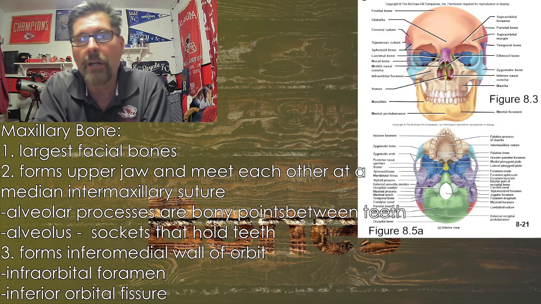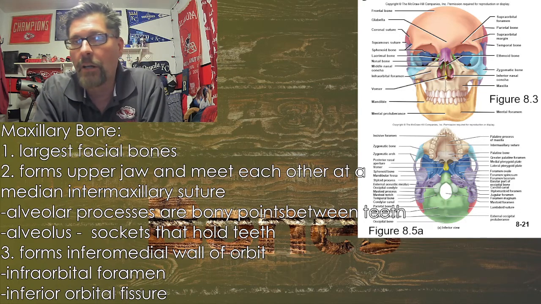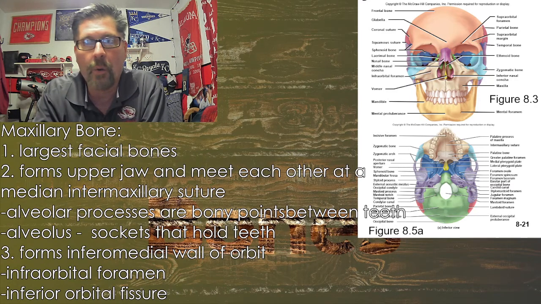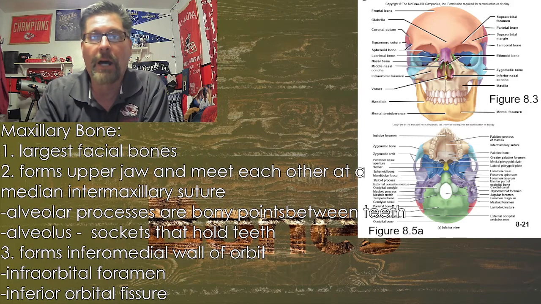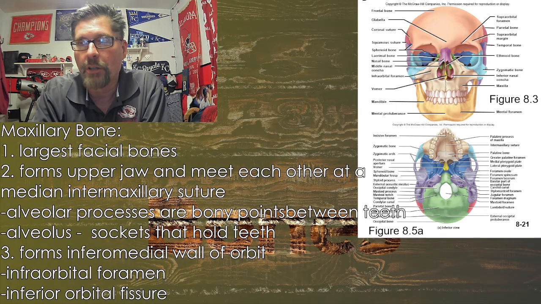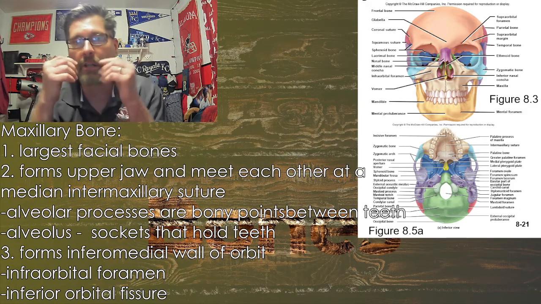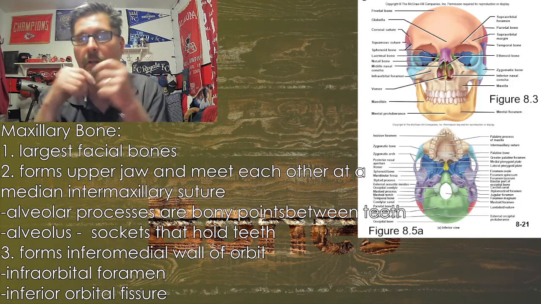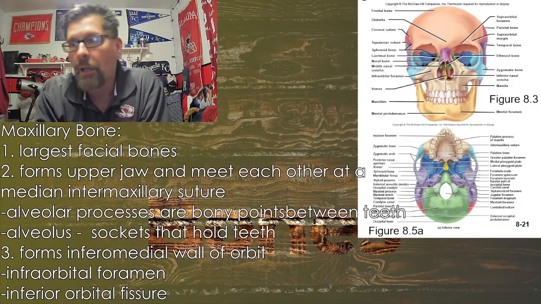All right, we begin by talking about the maxillary, and obviously what makes up the working parts of the mouth, or I should say the teeth lines is probably a better way of thinking about it. There's the two parts. The maxillary is the top part, and then the mandible is the bottom part, and we'll talk about the mandible here in a few minutes.